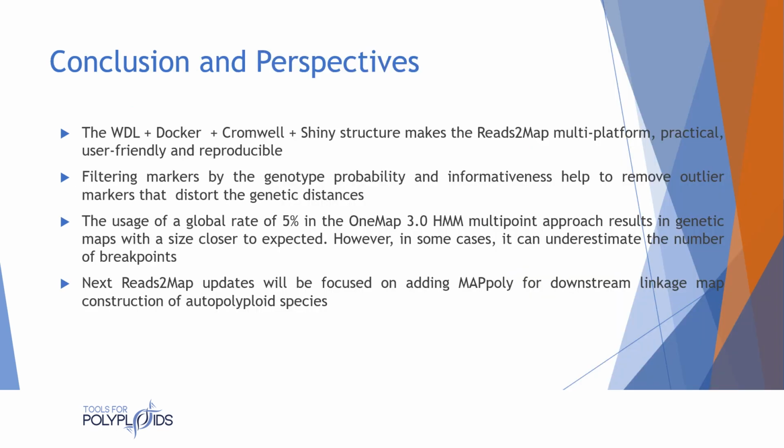The main conclusions and perspectives of this work are that the combination of WDL, Docker, Cromwell and Shiny structure makes the Reads2Map multi-platform, practical, user-friendly, and reproducible. Filtering markers by the genotype probabilities and informativeness helps to remove outlier markers that distort the genetic distance. The usage of global error rate of 5% and the OneMap 3.0 HMM chain midpoint approach result in genetic maps with a size closer to expected. However, in some cases, it can underestimate the number of breakpoints.